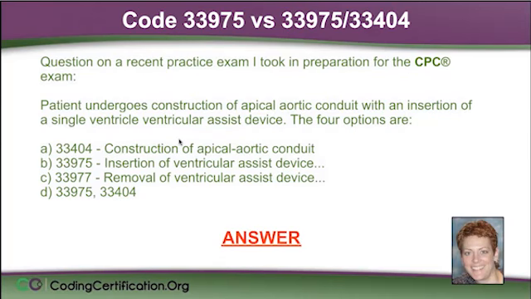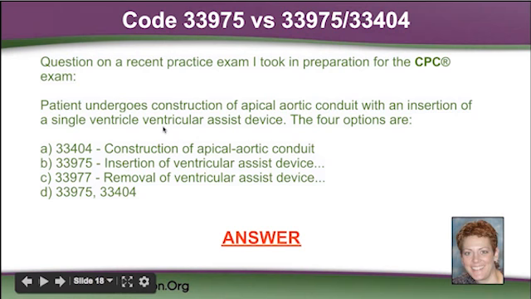Code 33975 versus 33975 with 33404. This one I had prepared for last month, so this is a carryover. So the question is, on a recent practice exam I took in preparation for the CPC exam, patient undergoes construction of apical-aortic conduit with an insertion of a single ventricular assist device.